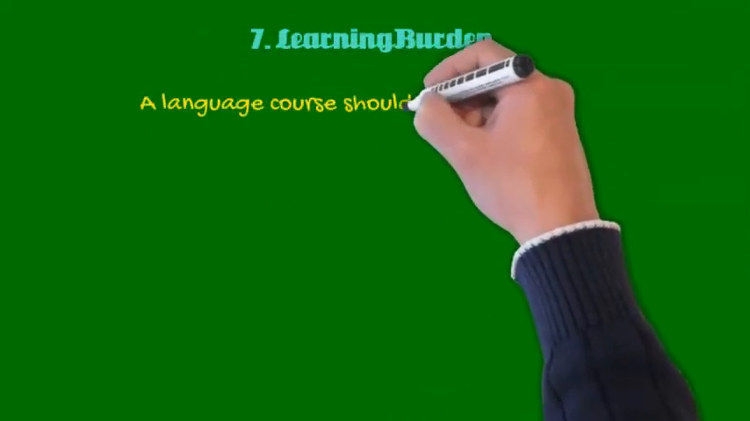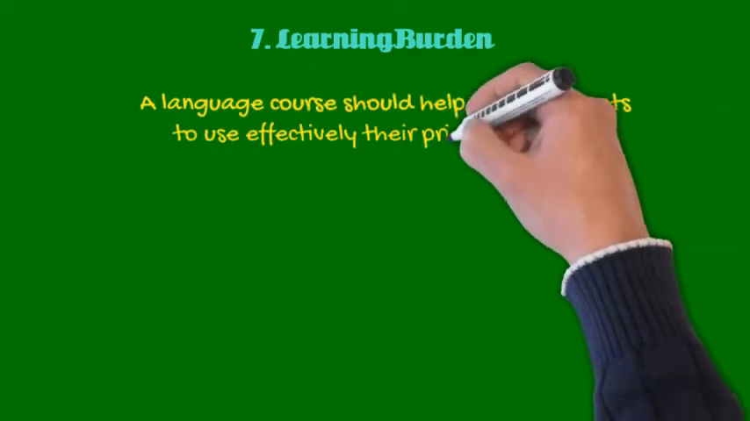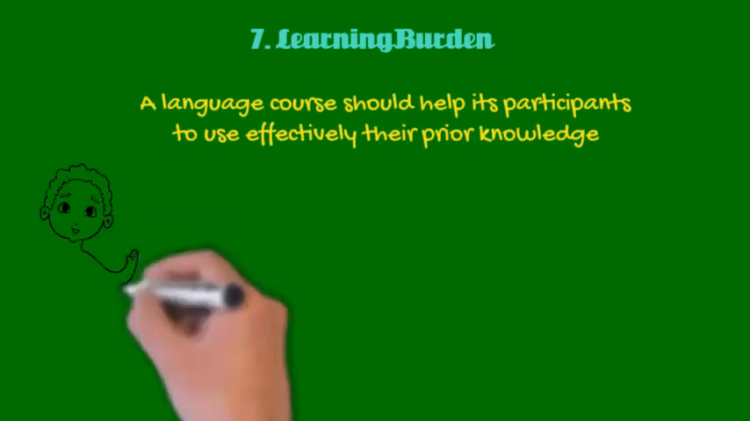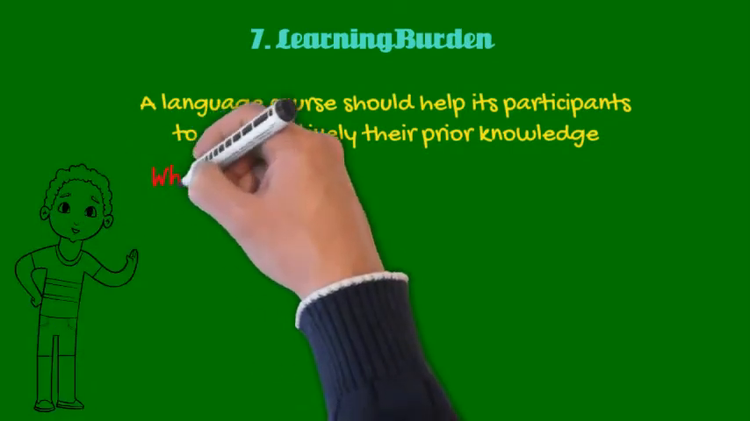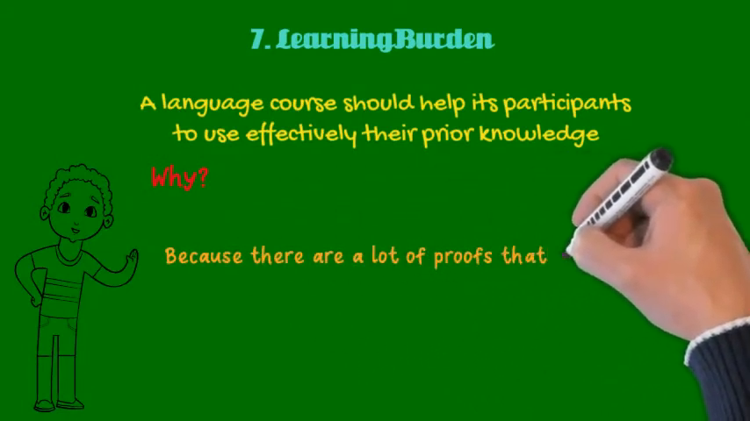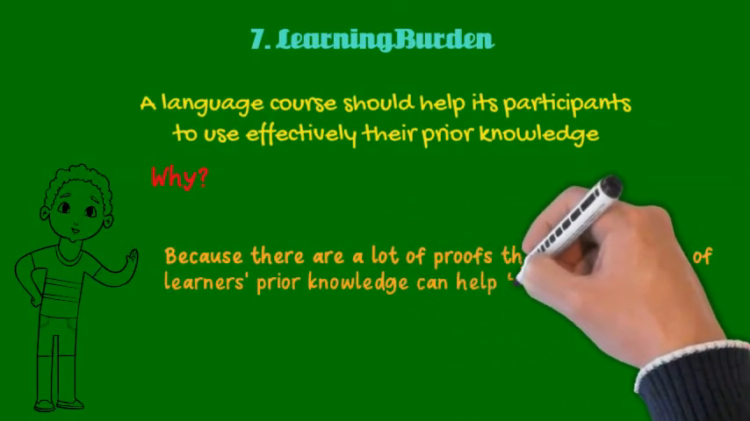Principle number 7 is learning burden. A language course should help the participants to use their prior knowledge effectively. Why? Because there is a lot of proof that many aspects of learners' prior knowledge can help their learning.